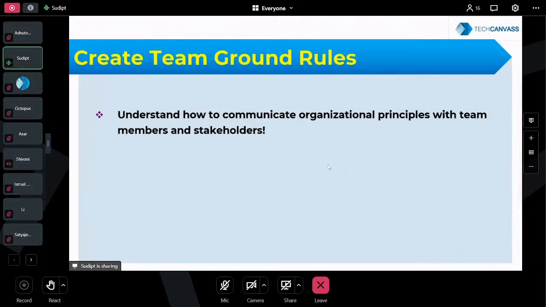Our next task is about defining and creating team ground rules. Because if you do not have ground rules, any and every team member will be running in their own direction. The whole team will be like a headless chicken. So you cannot allow that as a project manager. You should be able to huddle the team together on a daily basis. Project managers will need to understand how to communicate organizational principles with team members and stakeholders, manage and rectify ground rule violations, and establish an environment that fosters adherence to the ground rules. Maintaining discipline within the team is what this is about.